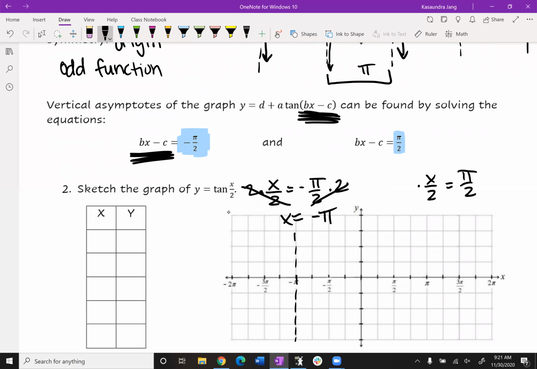And then the other one, if I multiply by 2 on both sides, x equals a positive pi. So I have a vertical asymptote over there at the positive pi.